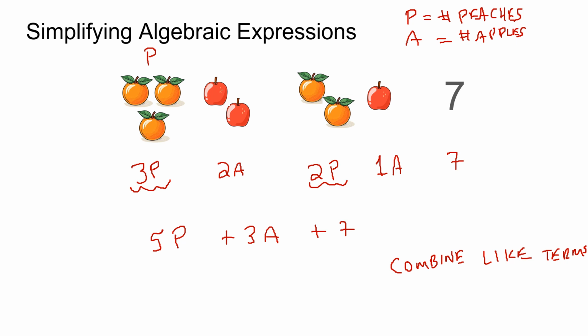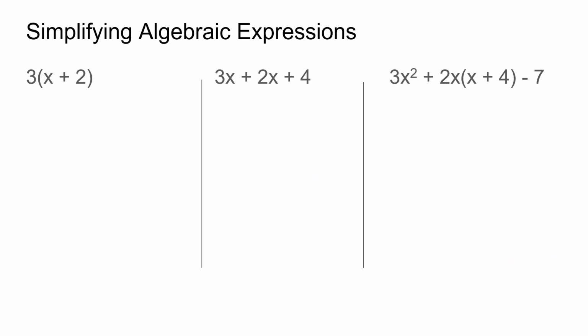We had 1, 2, 3, 4, 5 terms, and we combined all the p terms into a single p term here. Took the 2a and the 1a, put those together to get 3a. And you could see we could go 1, 2, 3, 4, 5 peaches, and 1, 2, 3 apples, and then I've got the number 7 there. So be ready to combine those like terms, but you're really just making a pile of all the same stuff.